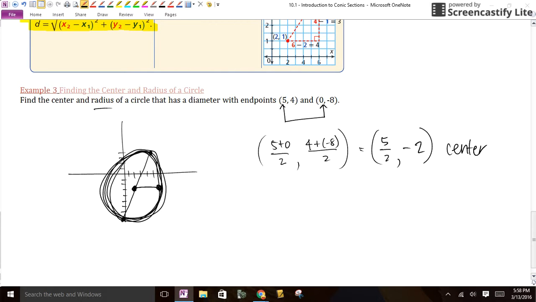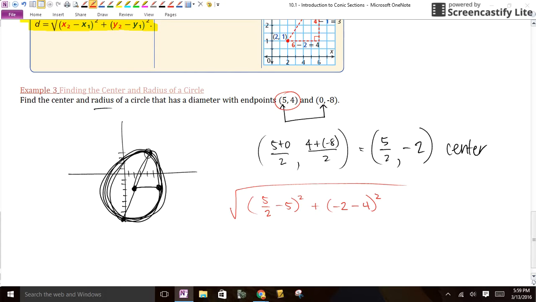Now, I think the easiest way to do that would be to pick our center and pick one of these points that we were given. So I'm going to go ahead and go, all right, from my center, which is 2.5, really gross, 5 over 2 minus, pick a point. Let's do that one. Minus 5, squared. So that's the x's. Notice I could make either one y and either one x. I mean, y1 or y2, it doesn't matter. Negative 2 minus 4, and that's going to be squared, and all of that is square rooted.